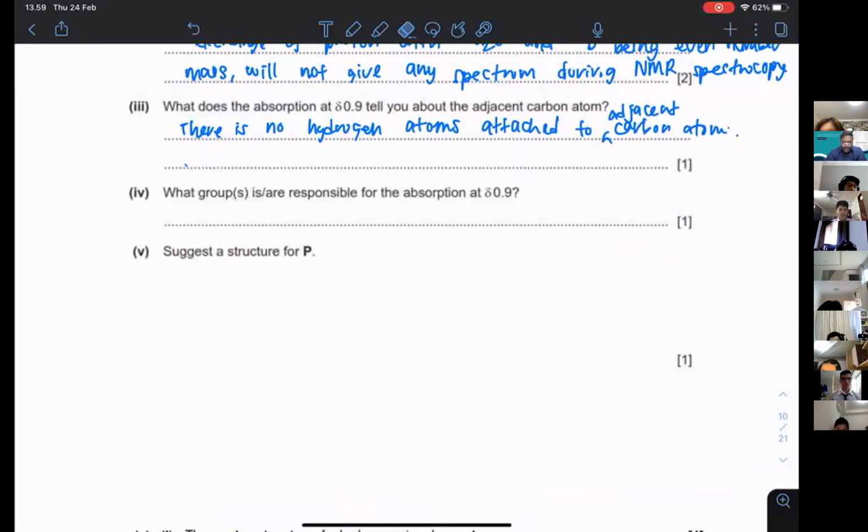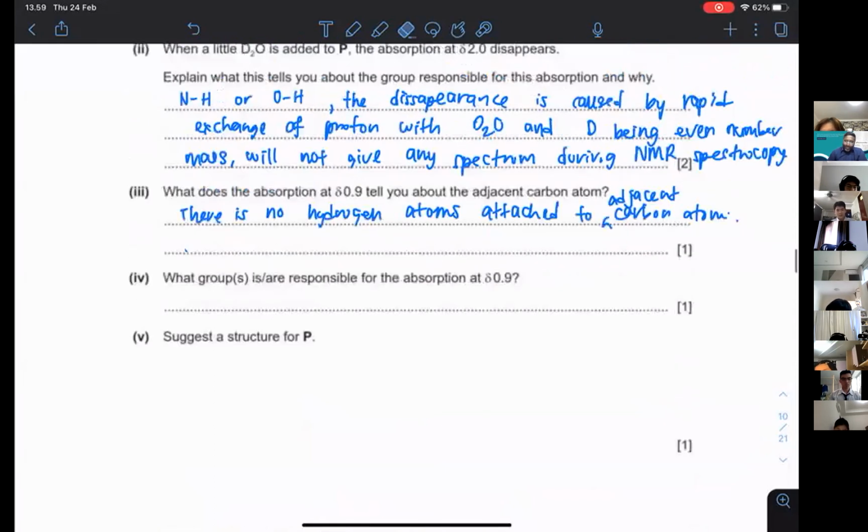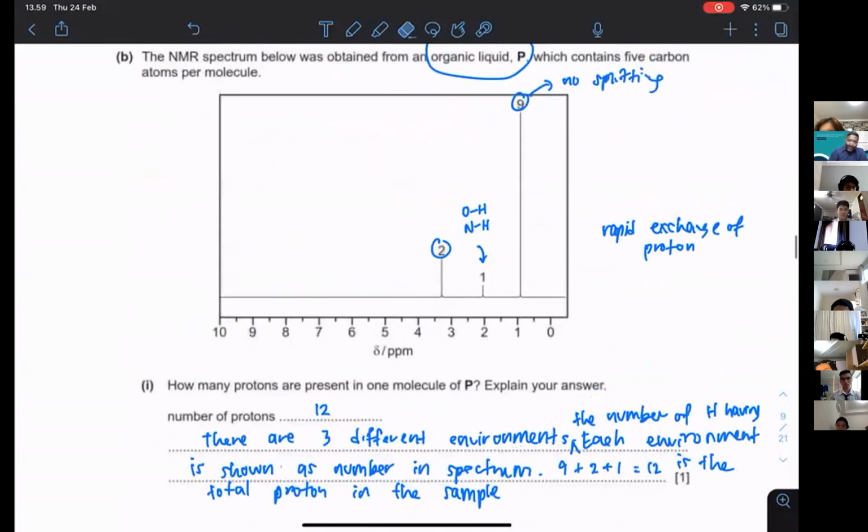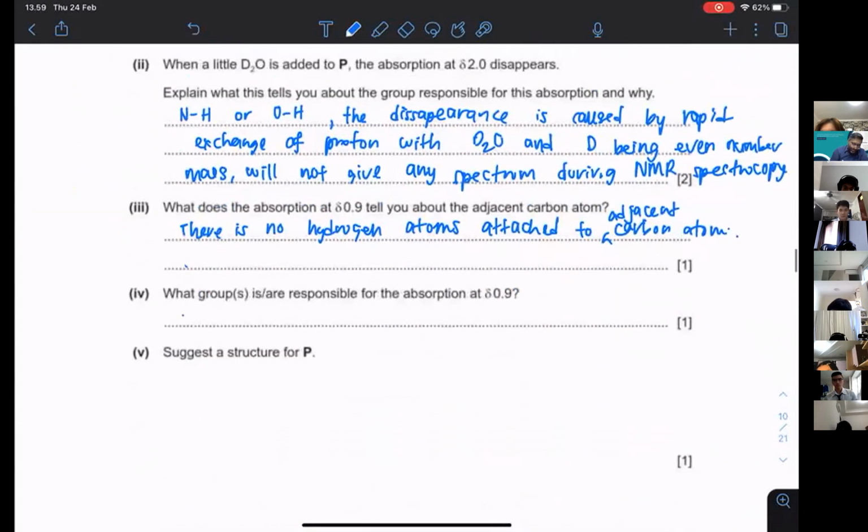What group or groups are responsible for the absorption at 0.9? If you have 9 protons, do remember it must be a carbon attached to CH3, CH3, and CH3. There's nothing else that can give you 9 protons, so it must be CH3. The group responsible is CH3, or you can say methyl group. They didn't ask you to explain, so that is enough.